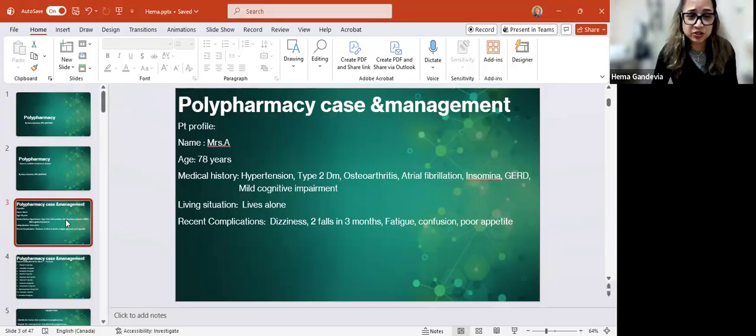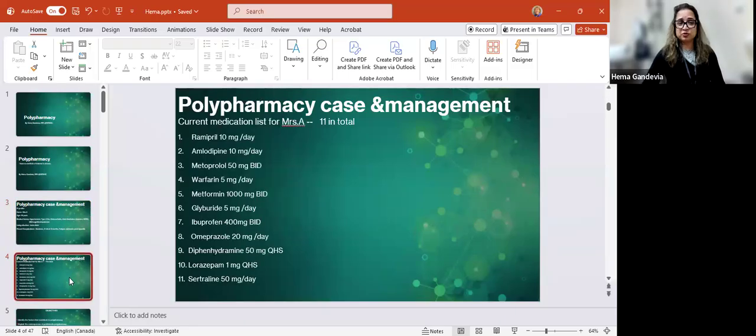In terms of her living situation, she lives alone, and her recent complications have been that she is facing some dizziness, which is definitely uncomfortable for her. That is why she's booked an appointment, and here she is to see you in the community clinic. She has reported that she's had 2 falls in the past 3 months. Luckily, nothing is broken, otherwise she'd be in a hospital. She's got fatigue that she complains often about, confusion, and poor appetite.